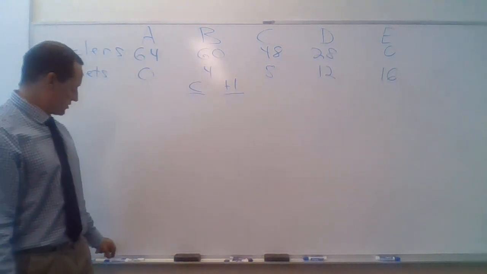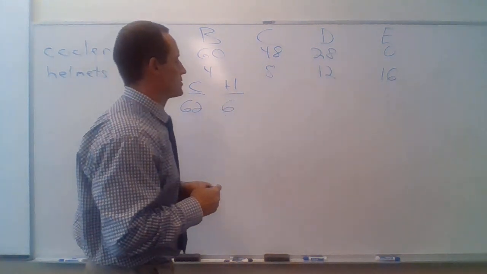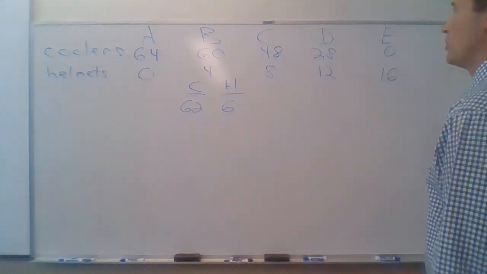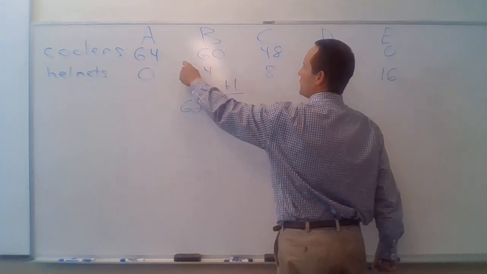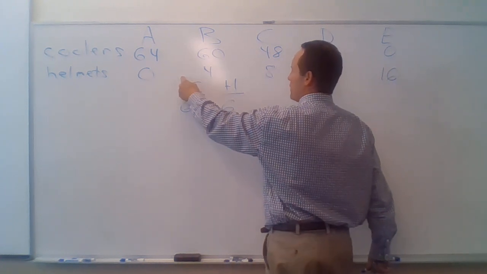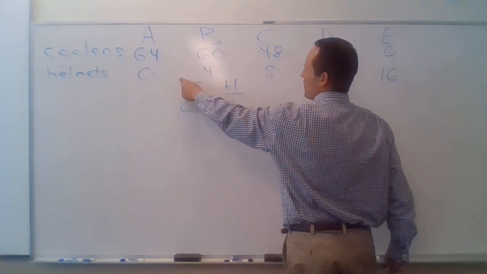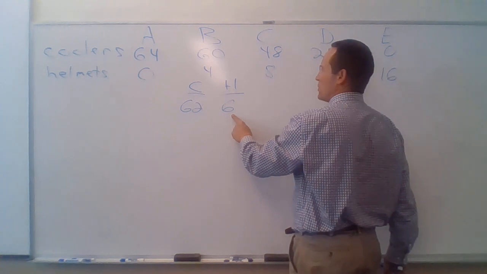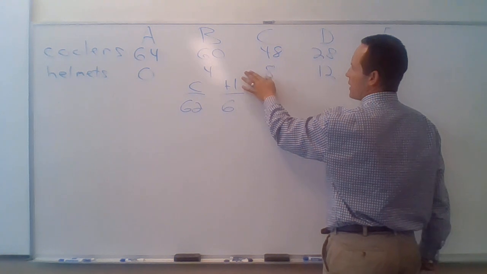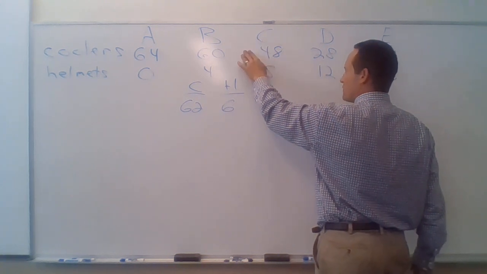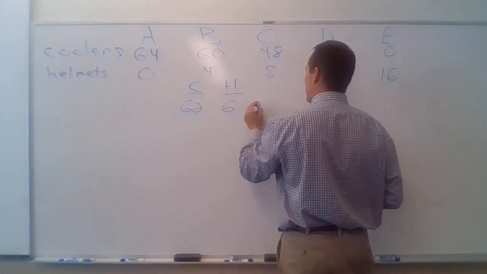Okay, let us consider 62 and 6. 62 coolers and 6 helmets. Taking a look here, 62 coolers is AB. Is 6 helmets in the interval AB? No, it's not. It's someplace else. To get 62 coolers, we have to have 1, 2, or 3 helmets, so this is too much. Or we could say, well, 6 helmets, we are able to have 6 helmets if we're willing to settle for 50-something coolers, not 62. So this one is outside our capability.